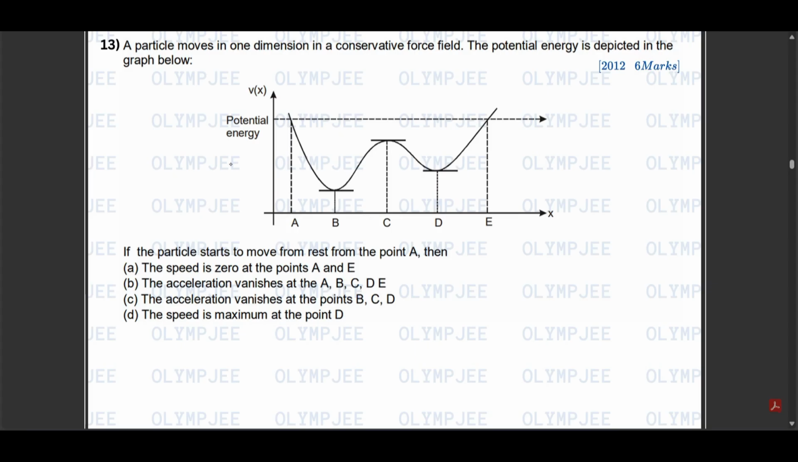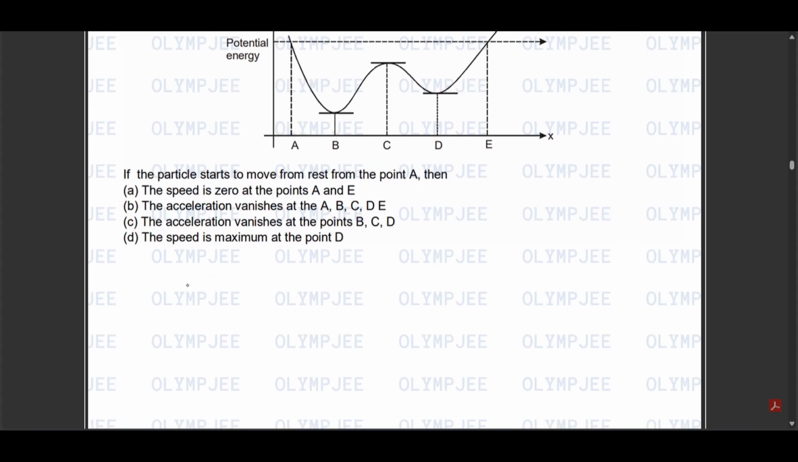The first option is saying that the speed is 0 at the points A and E. Let us analyze the first option. Since the particle is starting from rest from point A, the kinetic energy at point A would be equal to 0, so the total energy would be equal to the potential energy at point A.